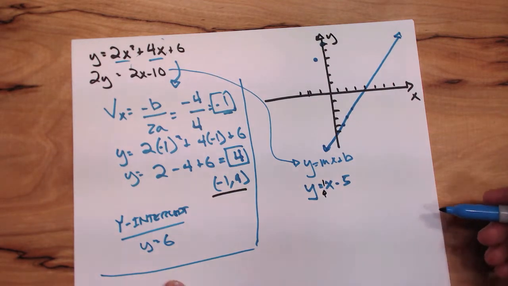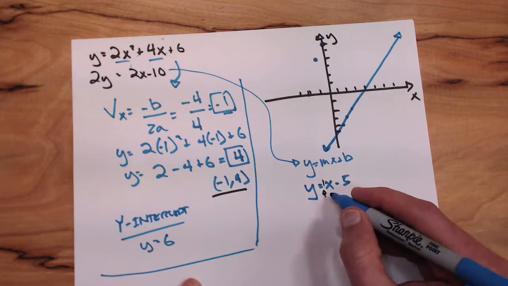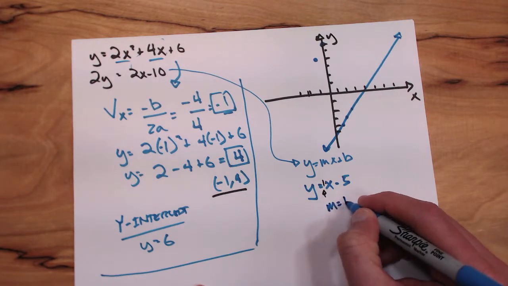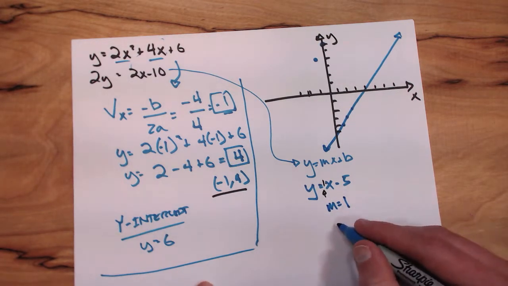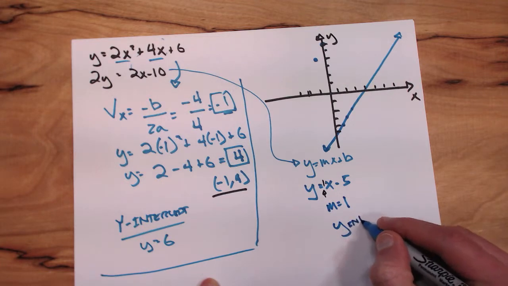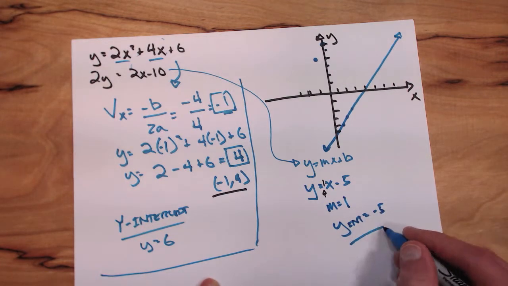And let's see here. Okay, we already found our slope, which we said is 1. M equals 1. And our y-intercept is negative 5. Like we said, that's everything this question is asking for.